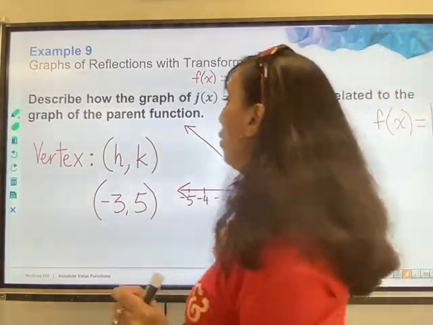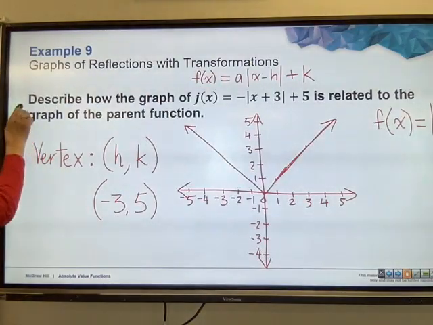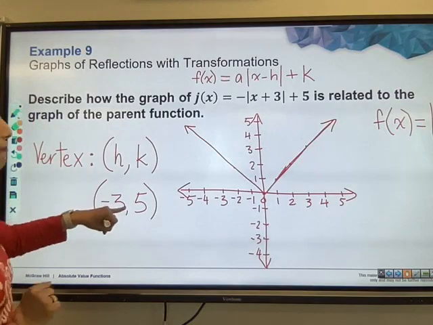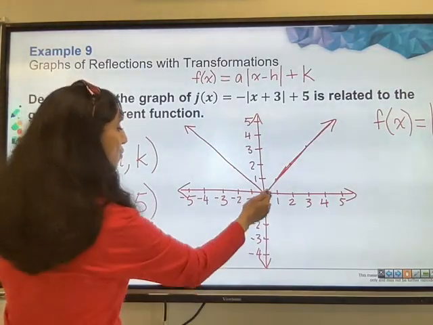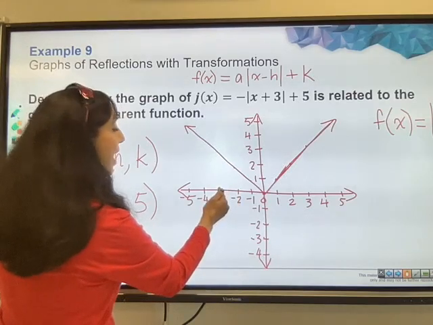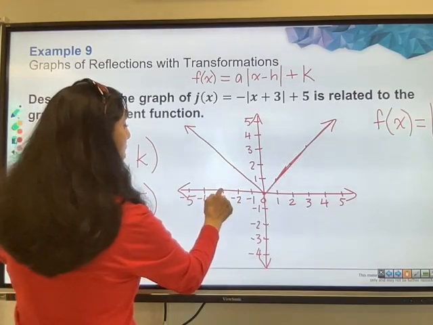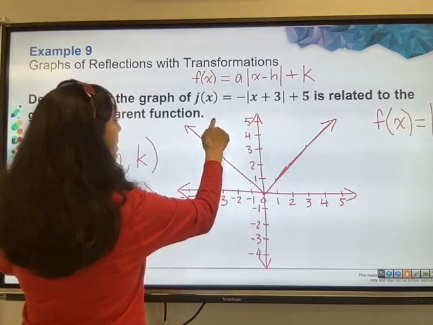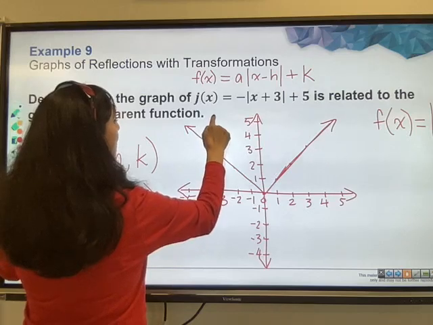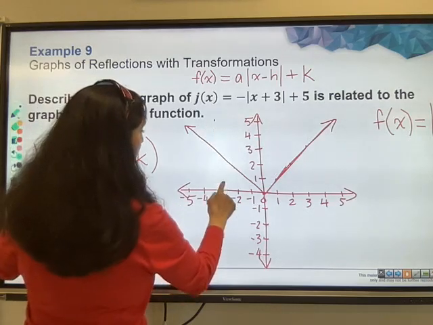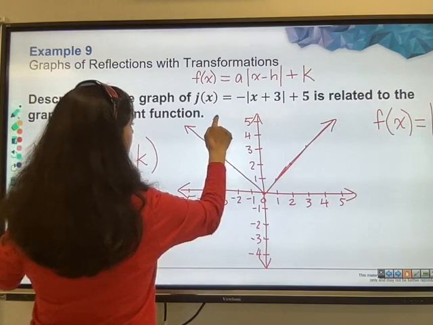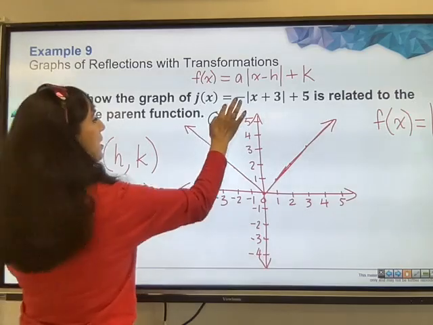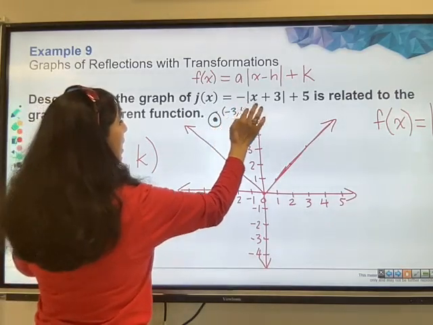Okay, so let's go ahead and I am going to graph this with black. So I said negative 3, 5. So that means it has shifted 3 units to the left and it has gone up 5 units because plus 5. So this is my vertex of my graph. Okay, so this is my vertex, and so I can see over here h is negative 3 and k is 5.